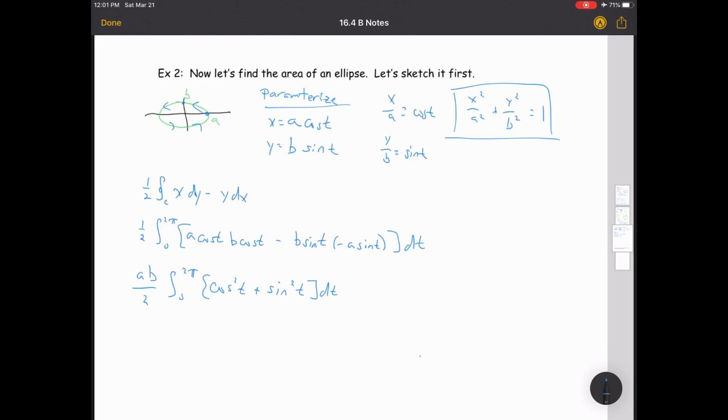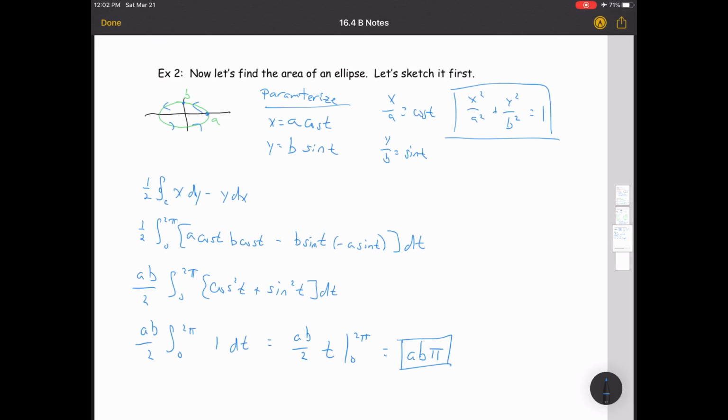So all we're going to get then is ab over 2 times the integral from 0 to 2 pi of 1 dt. So we're going to get ab over 2 times t from 0 to 2 pi. Plugging in 2 pi, you're going to get ab pi. Plugging in 0, you get nothing. So the area of your ellipse is a times b times pi.